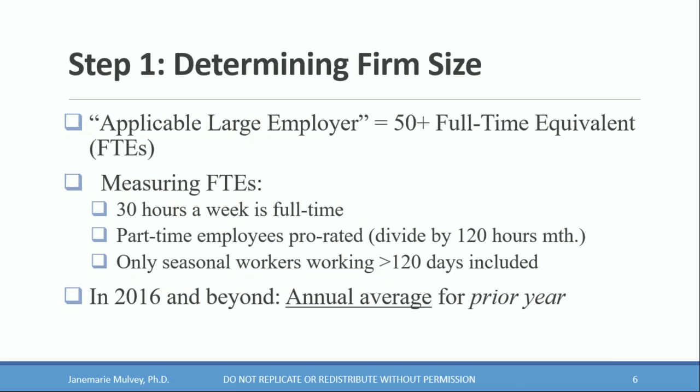Step 1, firm size. So basically to measure your full-time equivalents, you figure out all of your full-time workers, those who are working 30 hours a week. You take your part-time employees and you prorate them, divide by 120 hours a month. And in this calculation, you only include seasonal workers who work more than 120 days. And you look at that number over the past year, and the average over the past year, if it's 50 or more, then you are a large employer.